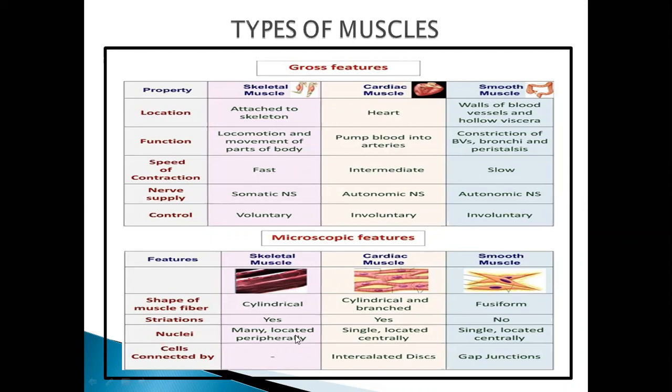Nuclei: in skeletal muscles there are many, located peripherally on the sides of each cell. You can see the nuclei there. In the case of cardiac muscles, the nucleus is single and centrally located. You can see here the single one, and it is located in the center. Single and located centrally, same here in the fusiform. And next, cells connected by intercalated discs and gap junctions.